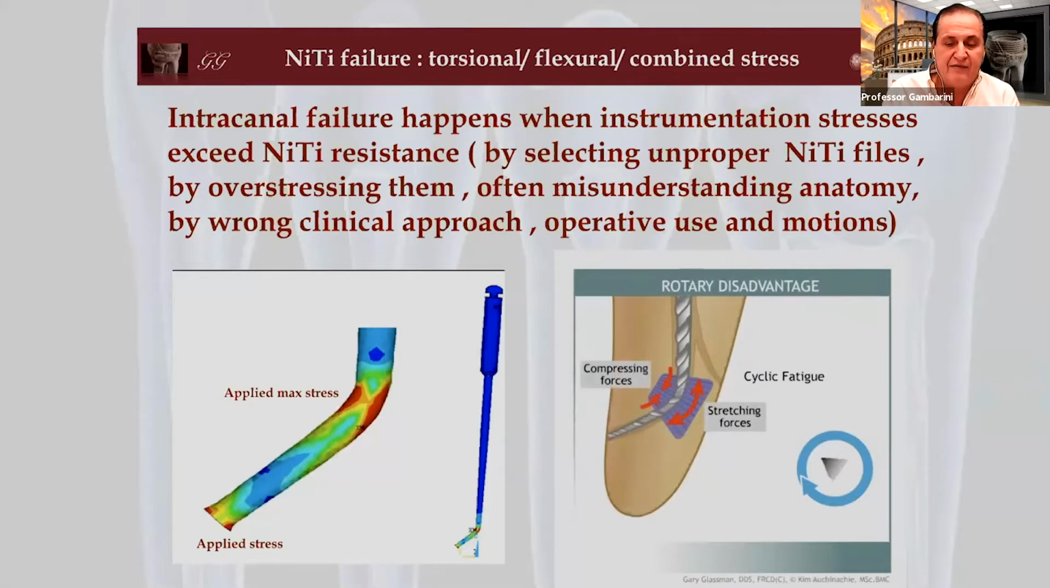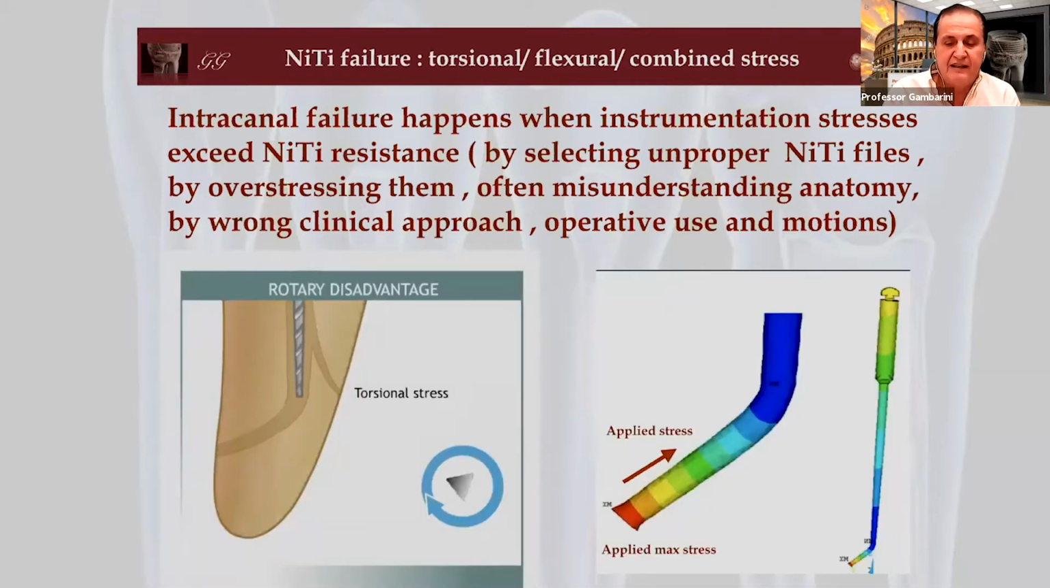And mainly we have two kinds of stress. Bending stress, which is also called cyclic fatigue, in which the stress is mainly located in the middle of the curvature, where we are showing, and torsional stress, when the stress is applied mainly in the apical part, and this stress can be often at the tip, but sometimes also related to curvature. It's not easy to determine all of this because the two stresses happen simultaneously.